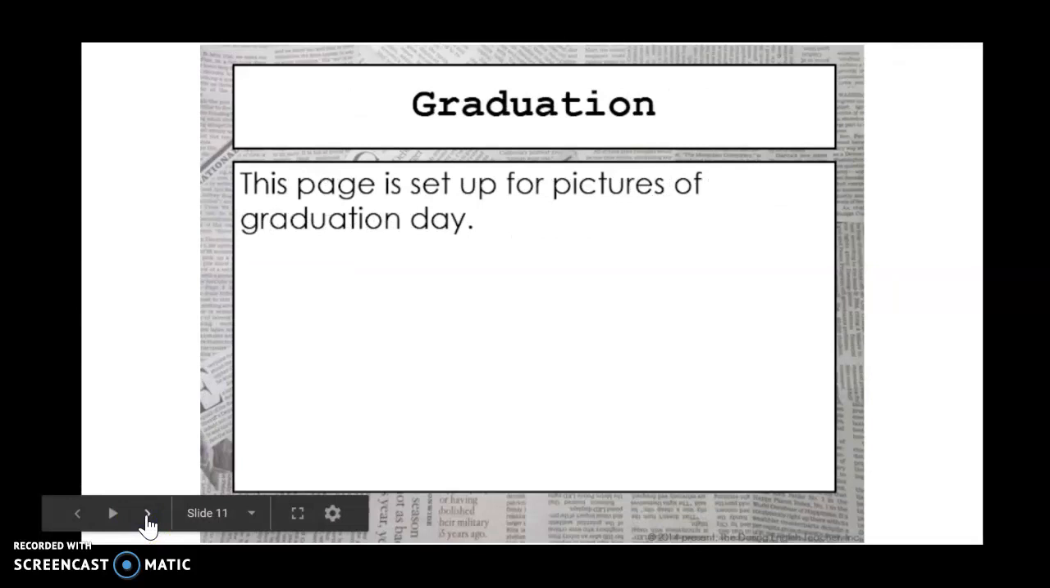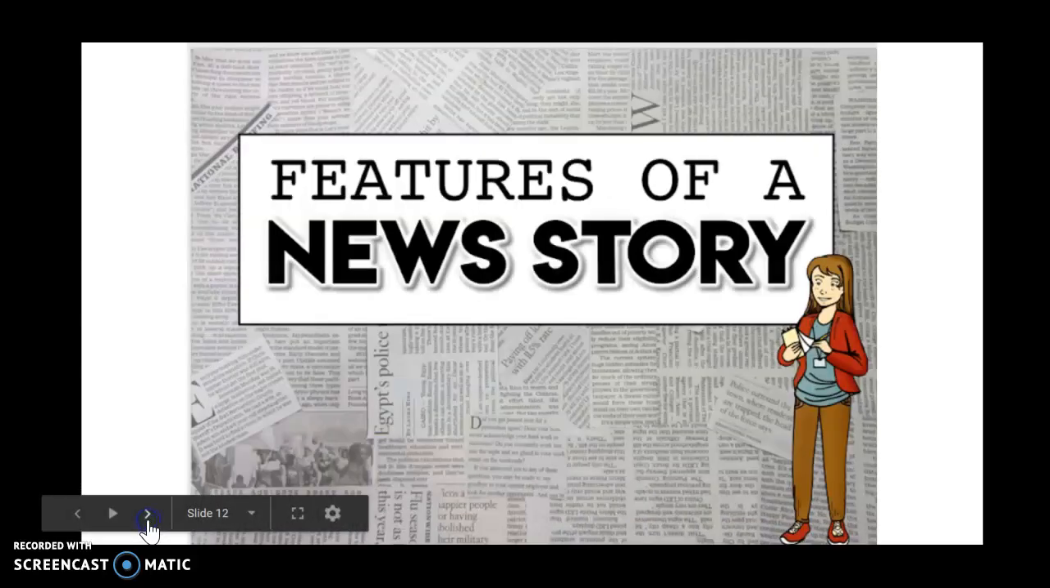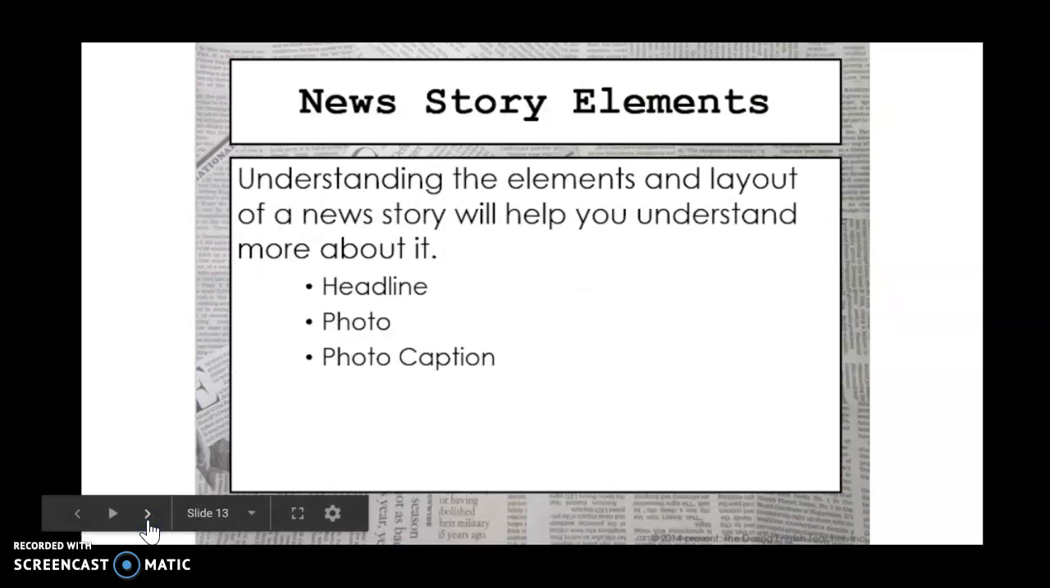And then finally, graduation. And obviously, graduation day, we try to get pictures of our seniors walking across the stage and the valedictorian and salutatorian, things like that. All right, what are the features of a news story? You should have a headline, a photo, and a photo caption.